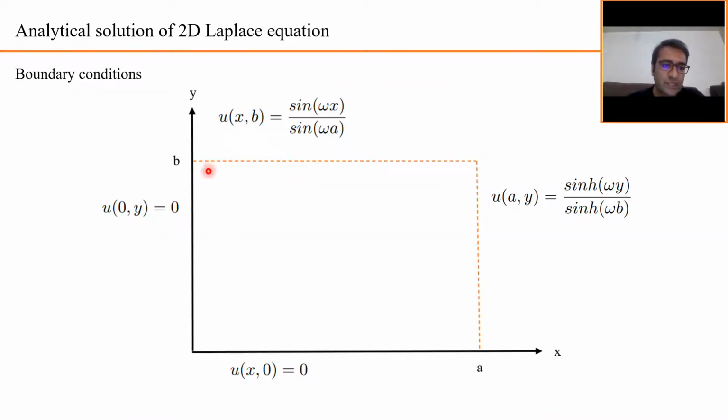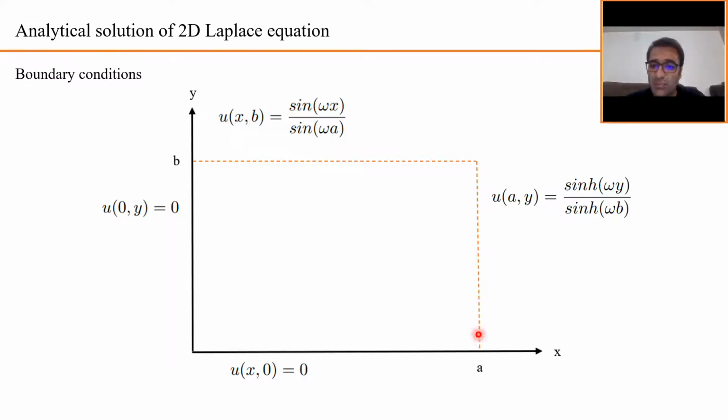In other words, I want to solve the two-dimensional Laplace equation in this area, and the value of the function at the border, at the boundary, is well defined. And I define it like this: when x is equal to 0 for any y, the value of the function is equal to 0. At the lower boundary, when y is equal to 0 for all x, the function u(x, 0) is 0. At the upper boundary, when y is equal to b for all x in the interval from 0 to a, we have this value for the function: sine omega x divided by sine omega a.